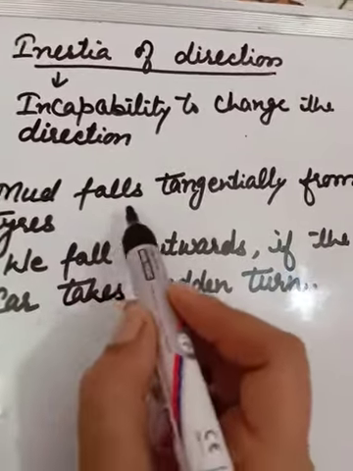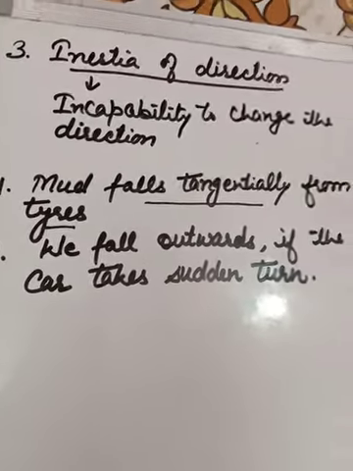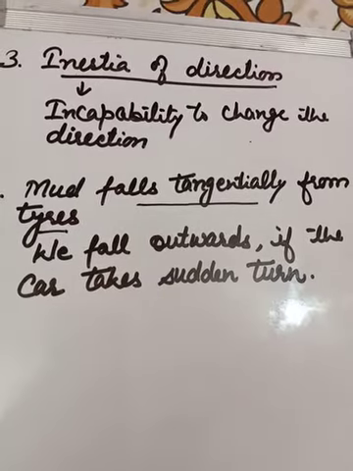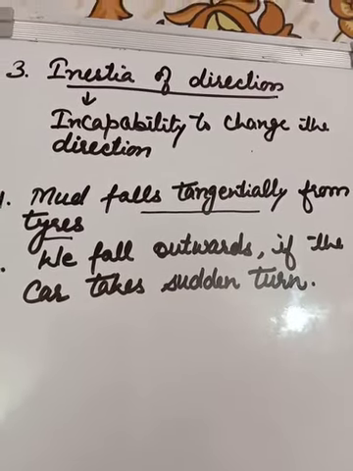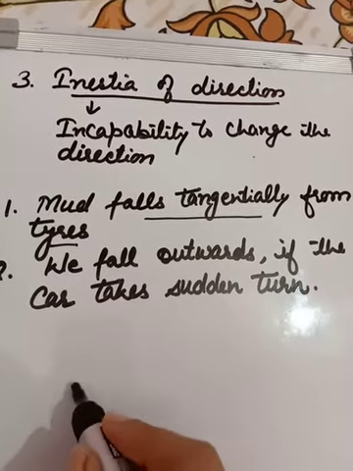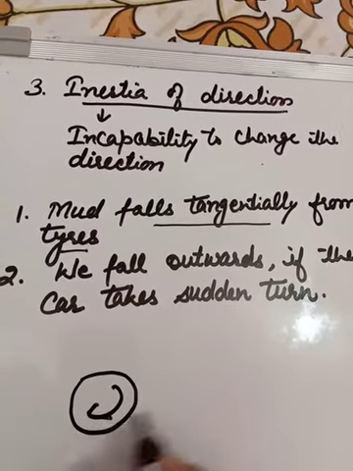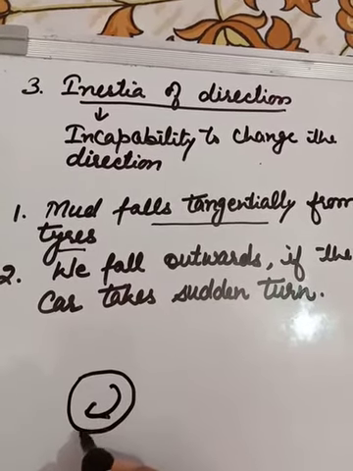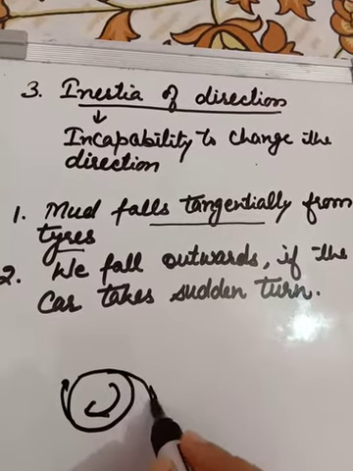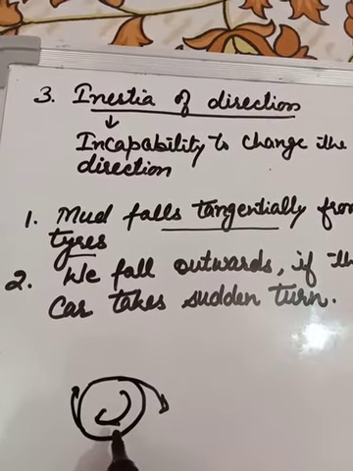The first one is mud falling tangentially from the tires. You might have observed that when it is raining, when the tire moves, the mud goes in a tangential direction. Suppose this is your tire and it is moving in this direction. The mud goes in a tangential direction like this. Why does it happen? It is because of inertia of direction.